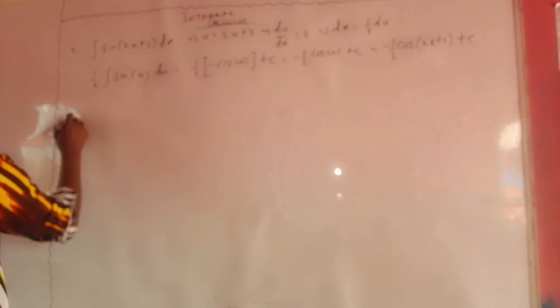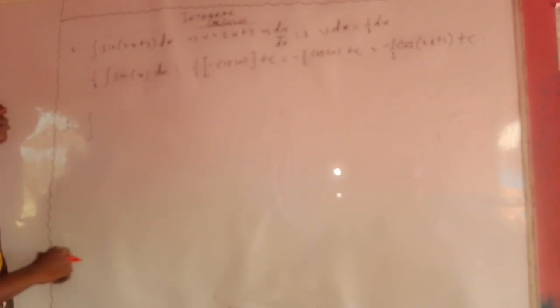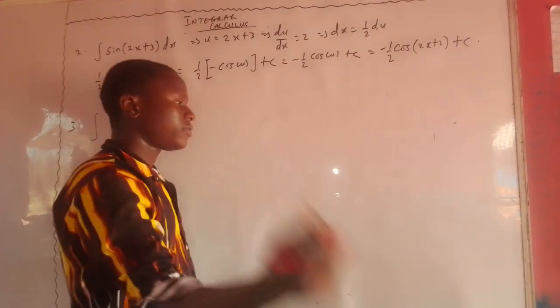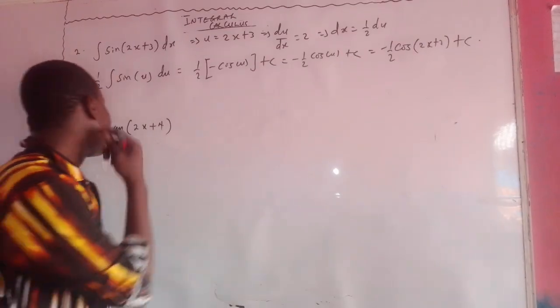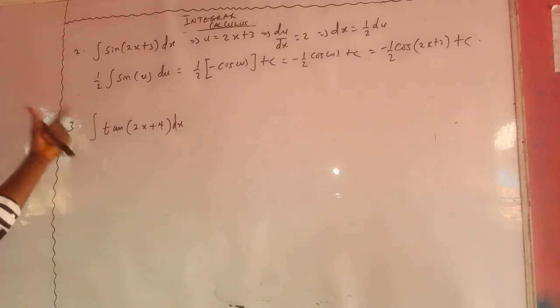Okay, so example 3. Let's think of our example. Let's say we have the integral of tan. Should we use tan? Yeah, let's use tan of 2x plus 4 dx. I like 2 as well. So how do we integrate this function?